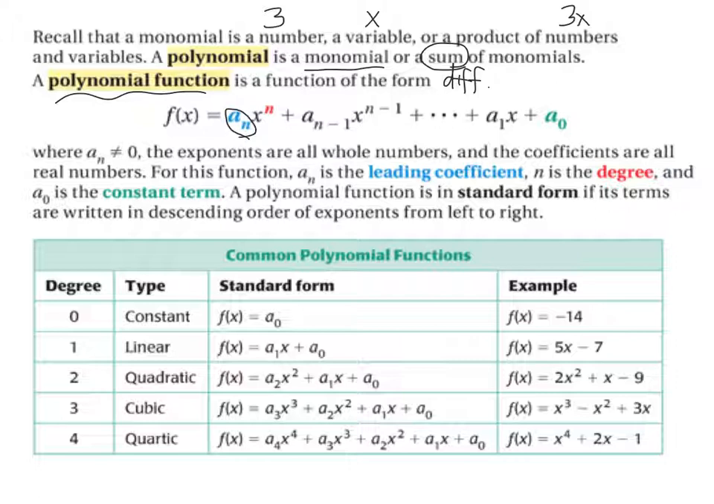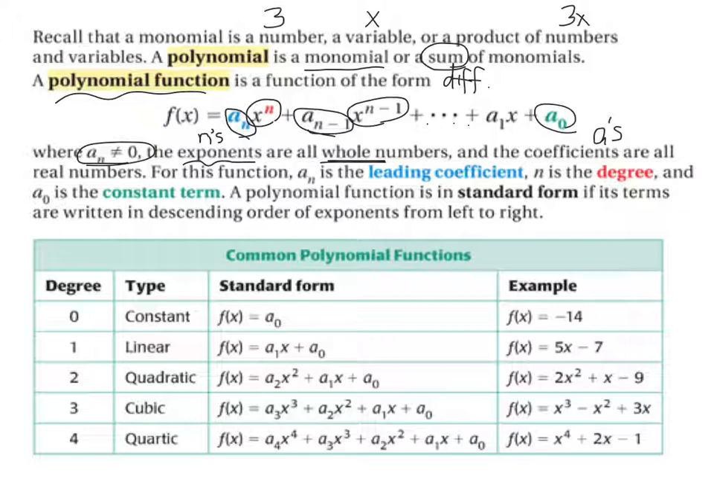A polynomial function is a function of the form a_n x^n plus a_(n-1) x^(n-1), and so on, down to a_0. a_n can't equal 0. The exponents, which are the n's, are all whole numbers. And the coefficients, which are all the a's, are all real numbers. So all the n's are whole numbers, all the a's are real numbers. And for this function, a_n is the leading coefficient.